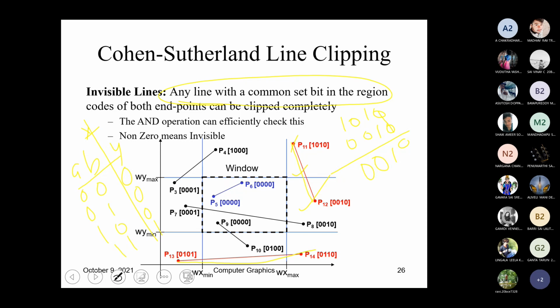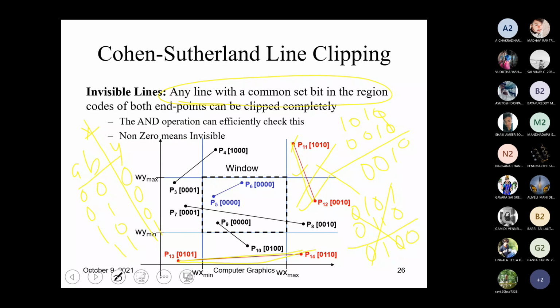If it was 0, then that point would be inside the region. Understanding? So here you are eliminating. Take this point also: 0 1 0 1 and 0 1 1 0. What value are you getting? This gives 0 1 0 0, so you are not getting 0, right? So it is invisible. That also is cancelled. Clear? That is the second case.